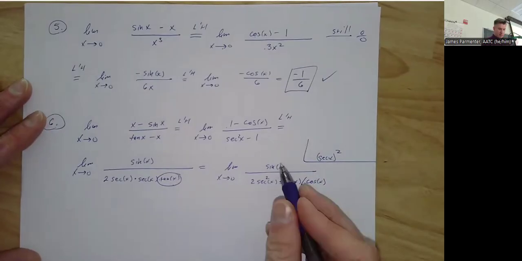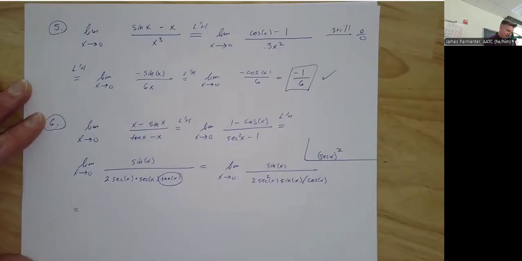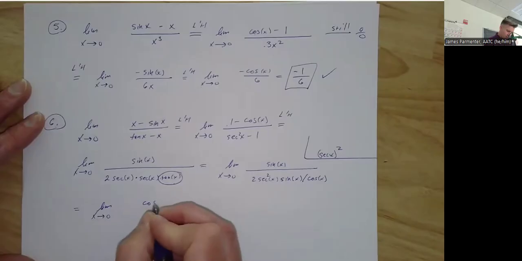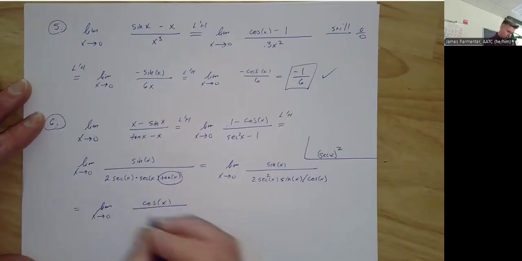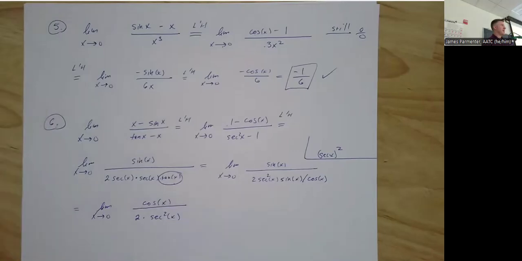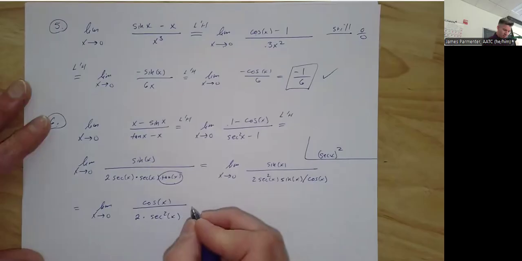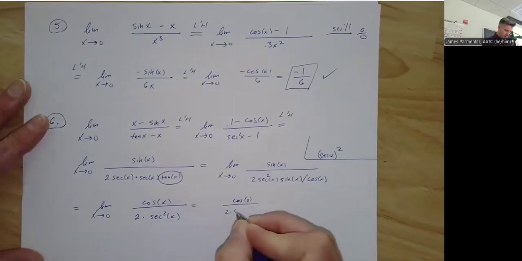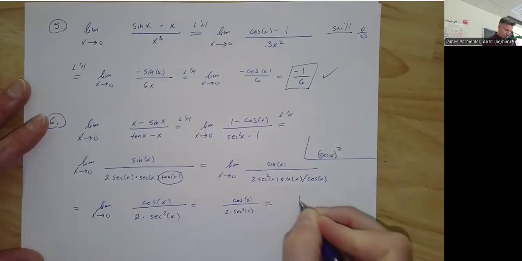I can bring that cosine x up to the top, and the sines get to cancel. So I can rewrite this as the limit as x goes to 0 of cosine of x over 2 times secant squared of x. That seems much easier than using L'Hopital's rule again. And then we plug in 0, and we get cosine of 0 over 2 times secant squared of 0, which is just 1 over 2.